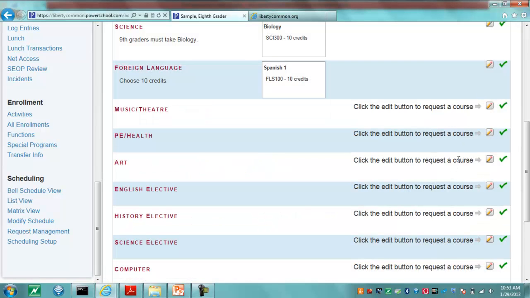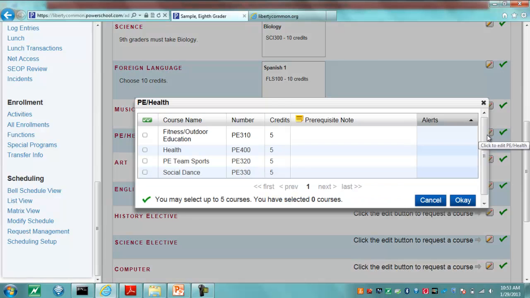For PE and health, you do need 5 credits of PE during your high school career. You can choose from any of these 4 options to meet that requirement. And also playing a high school sport will meet the PE requirement as well.